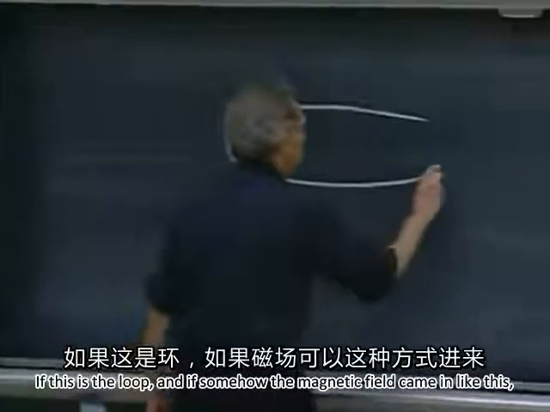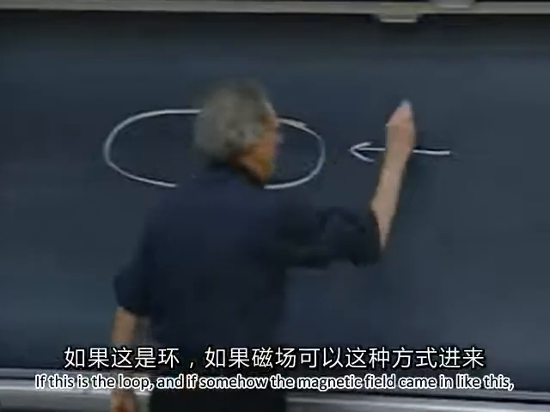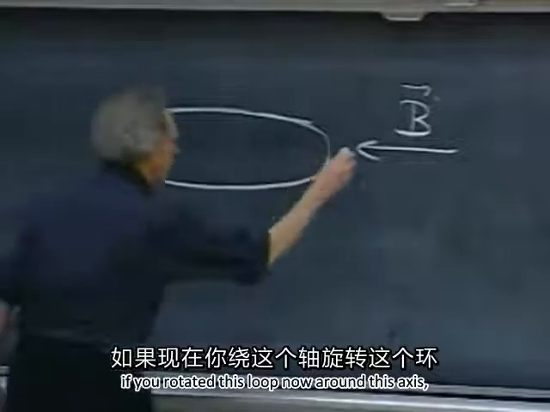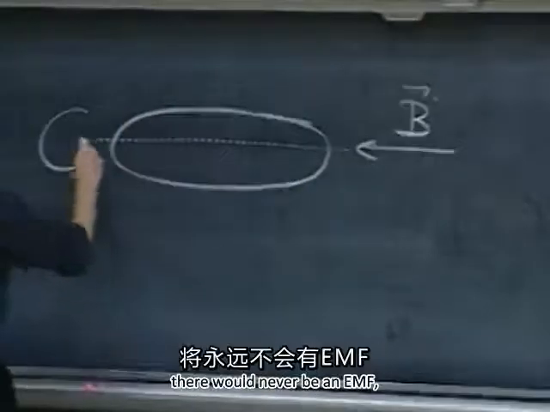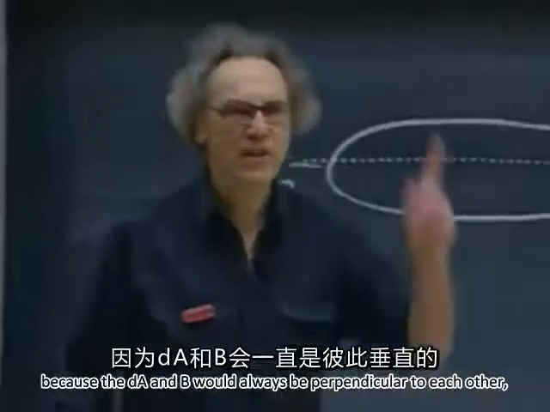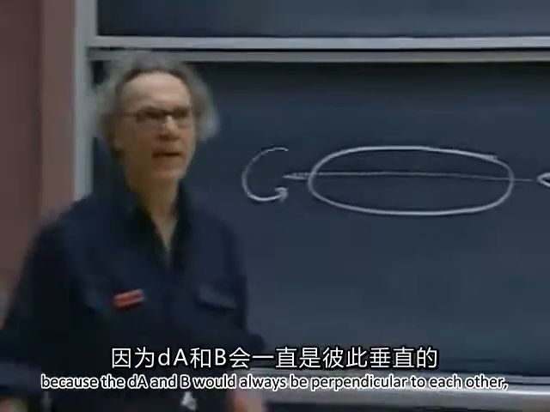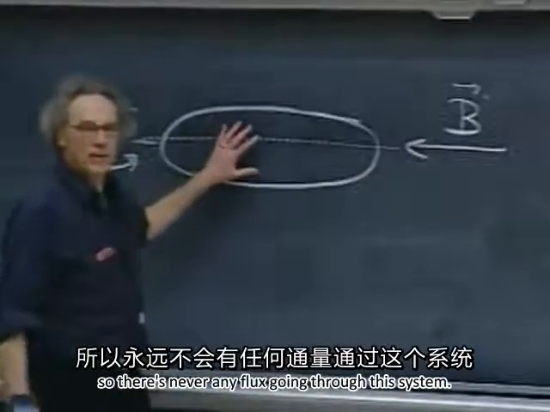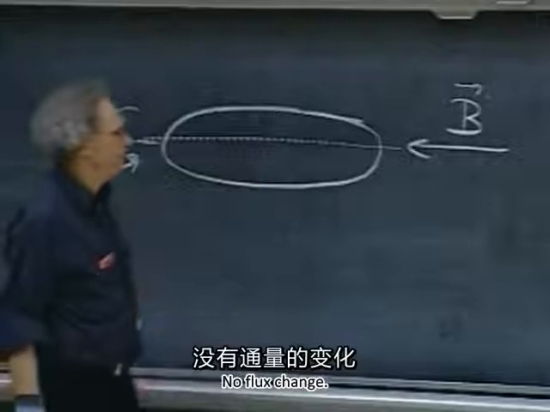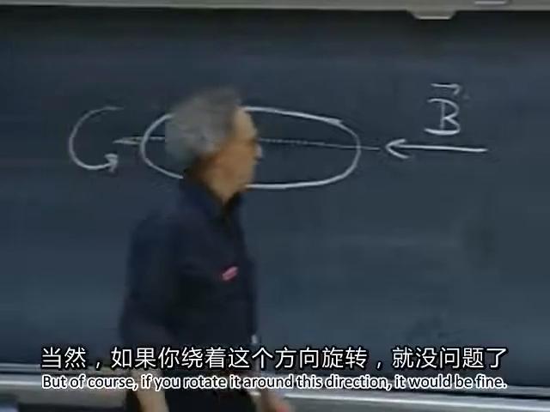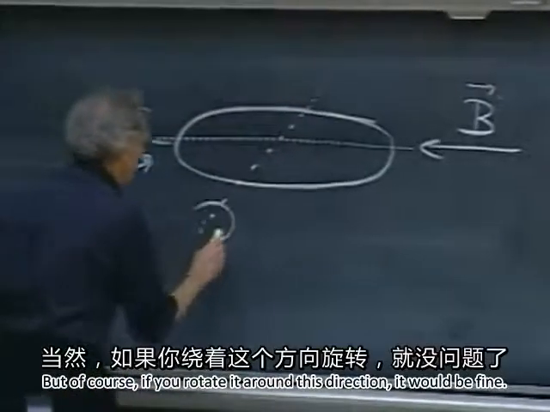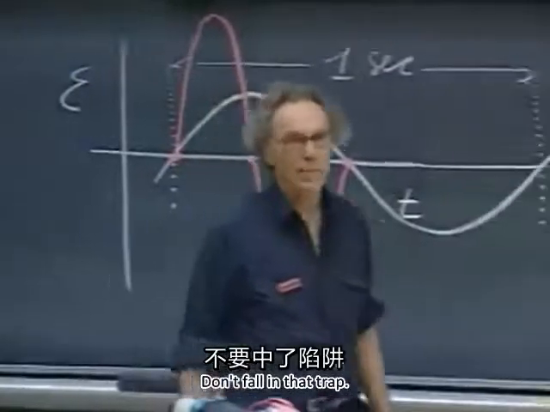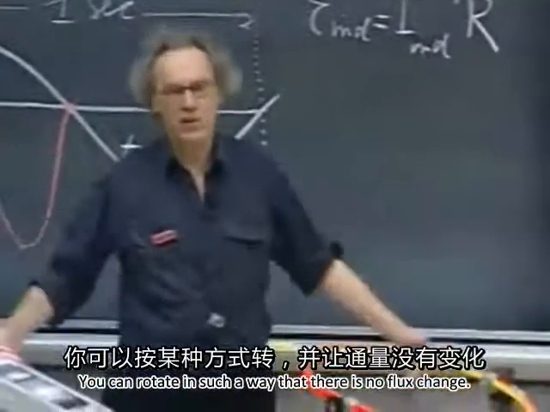If this is the loop, and if somehow the magnetic field came in like this, if you rotated this loop now around this axis, there would never be an EMF, because the dA and B would always be perpendicular to each other. So there's never any flux going through this system. No flux change. But of course, if you rotate it around this direction, that would be fine. So think about that. Don't fall in that trap. You can rotate in such a way that there is no flux change.